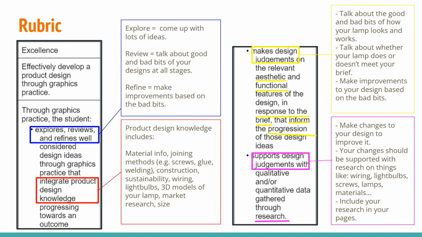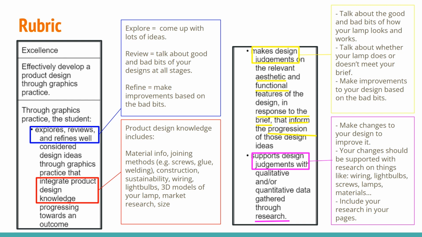Okay, the next bit, making design judgments on the relevant aesthetic and functional features of the design in response to the brief that inform the progression of those design ideas. So to look at that as a whole thing is a lot, but we'll break it down again. So making design judgments on the relevant aesthetic and functional features. So aesthetic is how it looks, functional is how it works.